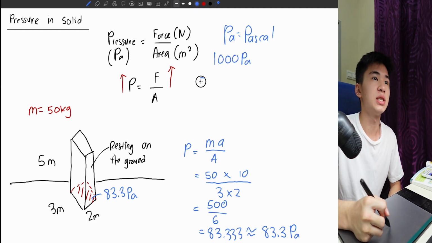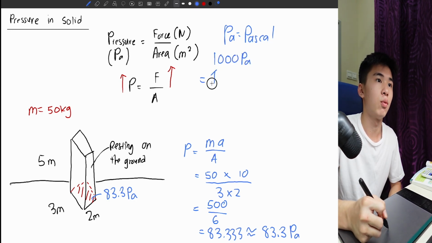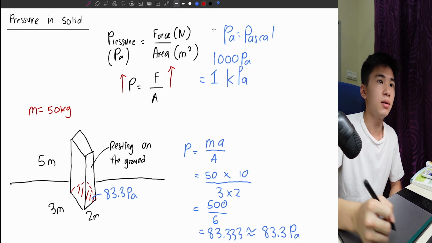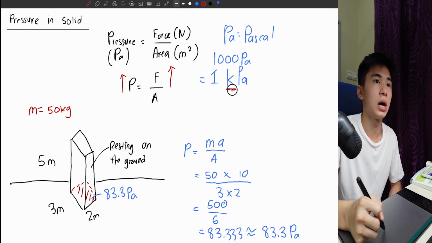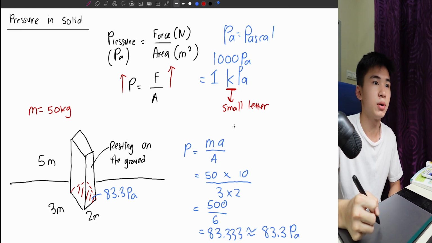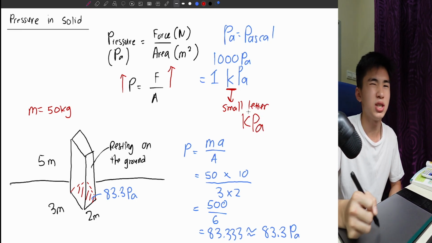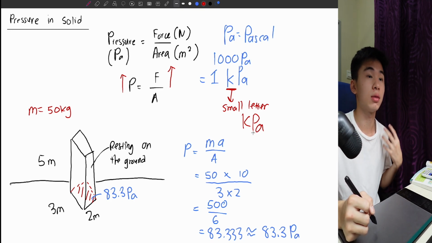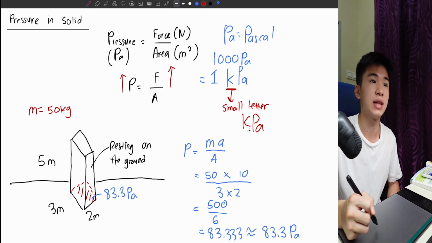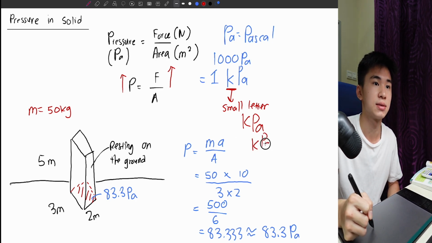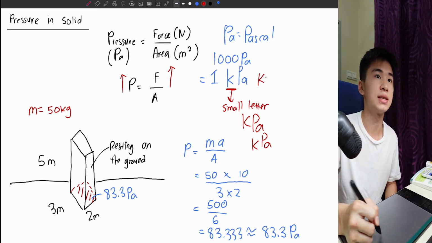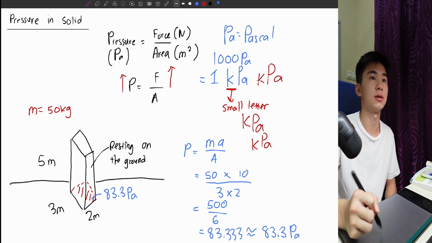Pa is equal to Pascal as well, which means 1000 Pascal is 1 kilopascal. The k right here is a small letter. Some people write it as a capital, which is fine with me, but in our course book, this K doesn't exist in capital letter. It's just a small letter like this. So if I were you, I'd just follow the course book: small letter, big letter, small letter.